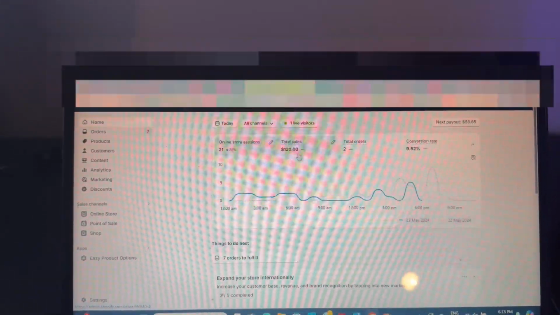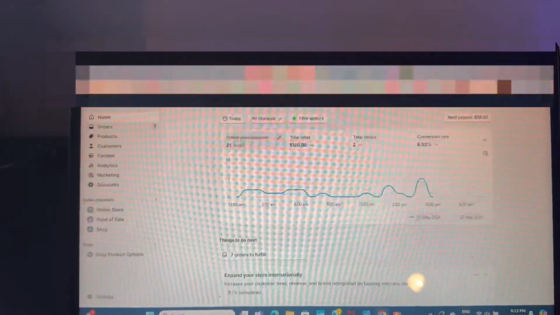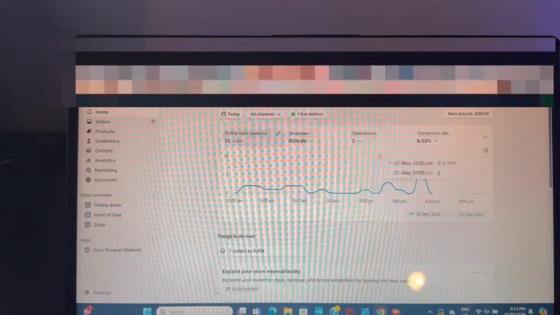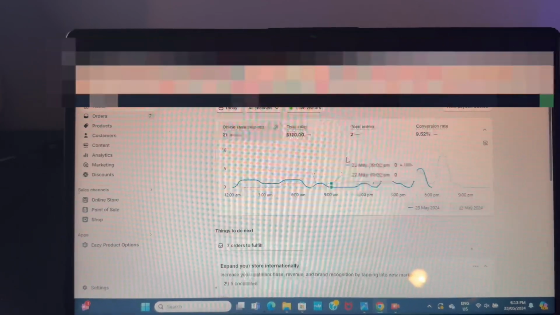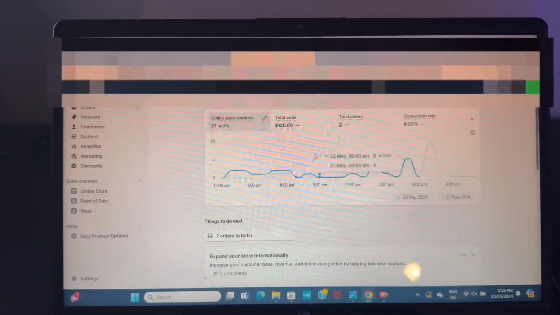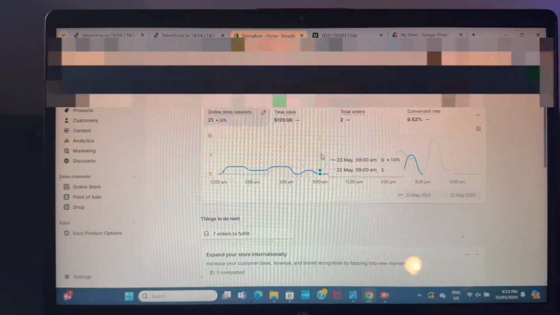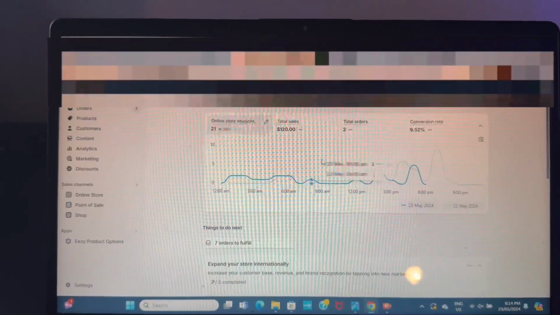So we got $120 in sales and we only spent $17 on ads. So that was off 2 sales, which means it was $8.50 per acquisition, which I'm super happy with. So it's like $60-ish profit today, which is super solid. But I'm going to update you guys tomorrow, and then that'll be the last day of this video, and then we're going to move on to the next part of the series.